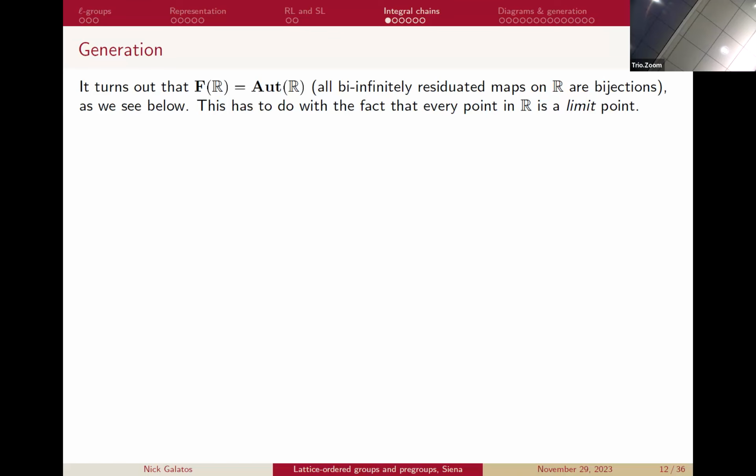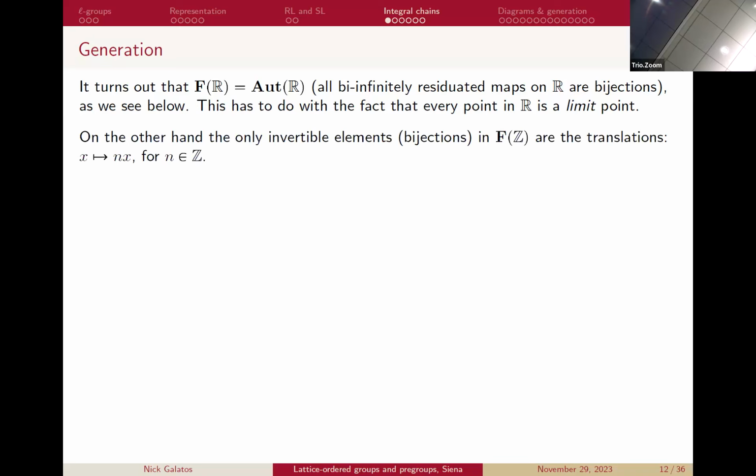These are what we want: generating algebras for the variety of distributive L pregroups. And we suspect that if we take a correct chain and put it here, it's going to work. So the first thing you want to try is the real numbers, because that did work for L groups. And now we're allowing more than just the bijections, so we're going to take F of R. Unfortunately, F of R is the same thing as Aut of R. It doesn't help that you relax the condition for these functions, because every point is a limit point; this has to do not only with density, but also with limit points here. On the other hand, you could try to take the chain Z, which definitely didn't make the cut for L groups.